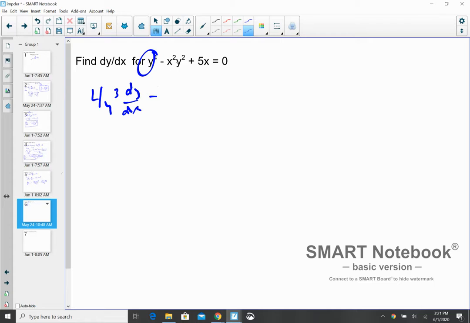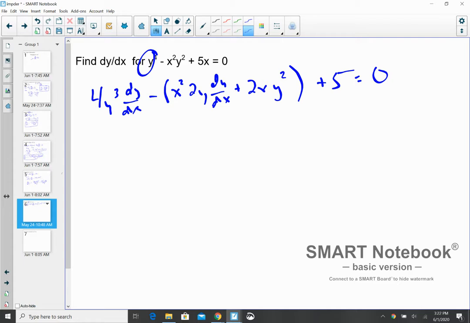Let's deal, because we have a product rule here. So just for simplicity's sake, pull the minus sign aside. That's how I like to deal with it when I see that. And then I'll do the product rule inside these parentheses. So it's going to be x squared times 2y dy/dx. We'll organize those terms in a minute. Plus 2xy squared. All right, and then plus 5 equals 0.